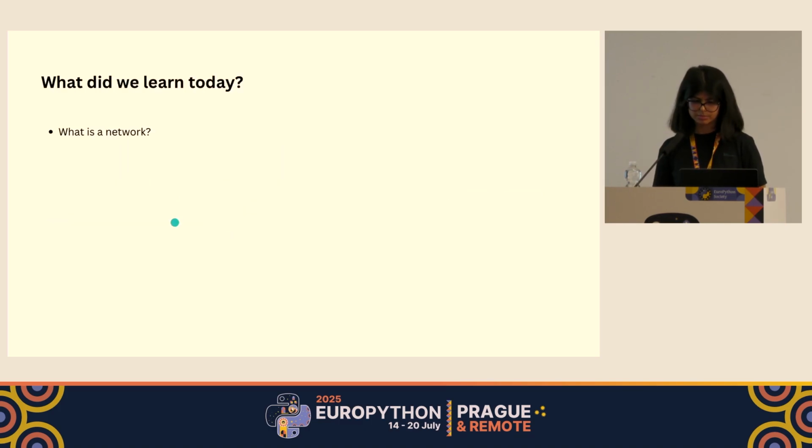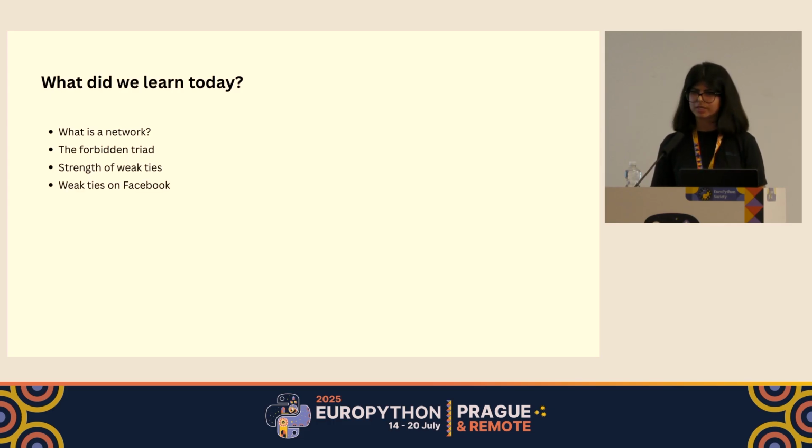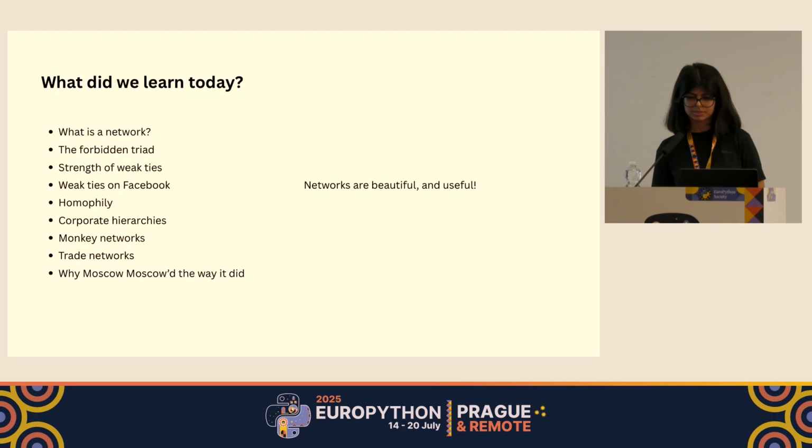To summarize, we learned a bit of many things. What is a network? It's data. The forbidden triad, strength of weak ties. So please network more in this conference as well. We have weak ties on Facebook, how they are influential. Then homophily, the dogs looking like people. Corporate hierarchies, monkey network, trade network, and why Moscow the way it did, or at least some signal towards it.